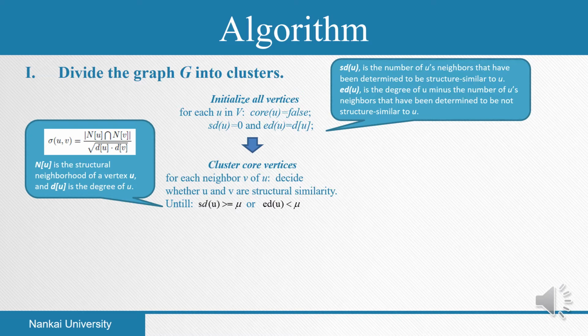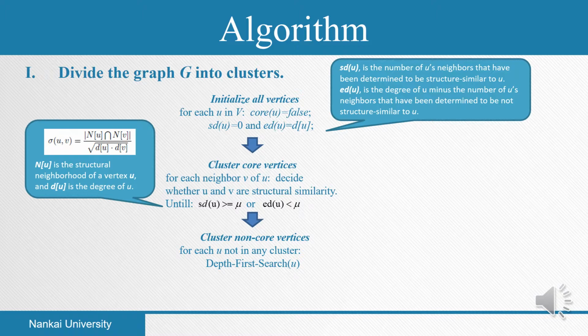Once SD(U) is bigger than mu, we determine U as a core vertex. On the contrary, once ED(U) is smaller than mu, we determine U as a non-core vertex. In this way, the algorithm can terminate early without visiting all the neighbors of U. Furthermore, if V is a core vertex, then we assign U and V to be in the same cluster. Then we cluster the rest of the vertices.